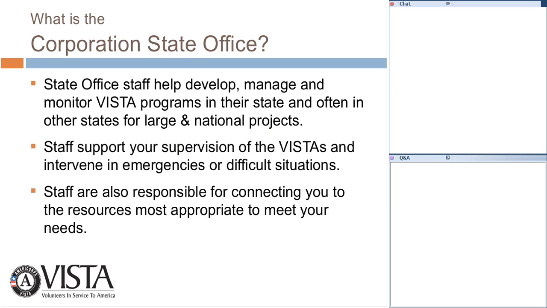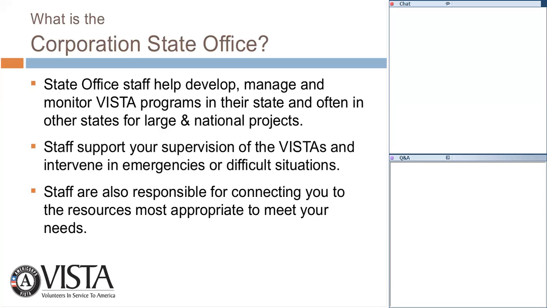So it's possible that your VISTA project is managed by the state office that's not the state where you're located. So it's a relatively common thing. It can create a little confusion at first if you're having to call another state for your quote-unquote state office. But it's a way that we can sort of balance the portfolio and spread the projects around so that we can have more balance in the workload.